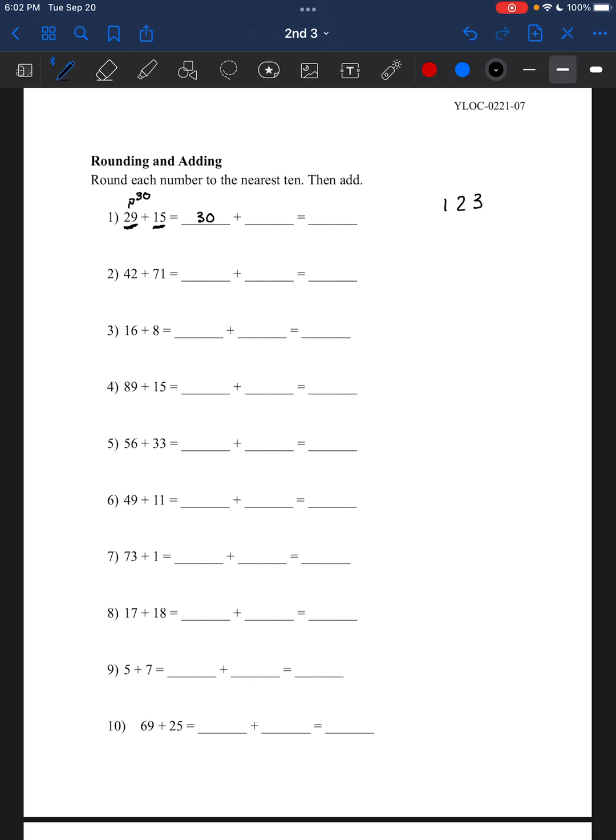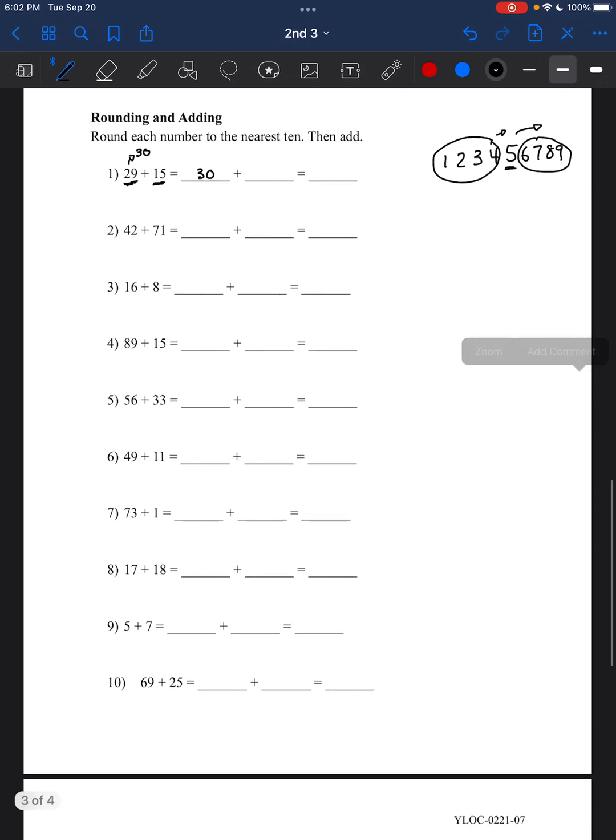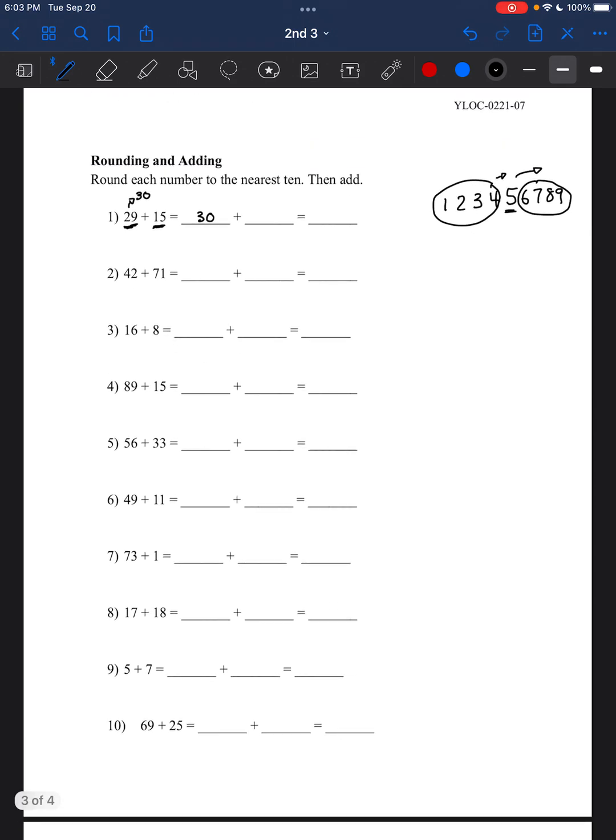And for 15, so 1, 2, 3, 4, 5, 6, 7, 8, 9. So we know that all of these numbers are less than 5 and all of these numbers are greater than 5. But what about 5? Well, 5, you want to give it a little bump so that it goes up. So anything that has 5 at the end, you want to bump it up to the next placeholder. So in this case, it's 15, right? So the ones place is 5. So we want to bump it up. So instead of 15, make it 20. 30 plus 20 equals 50.